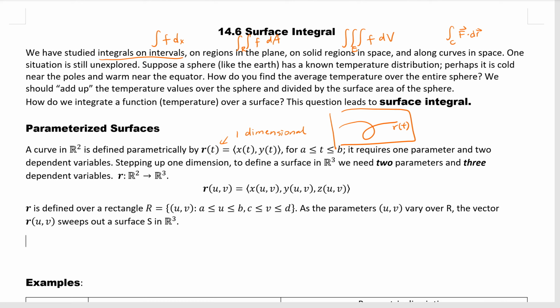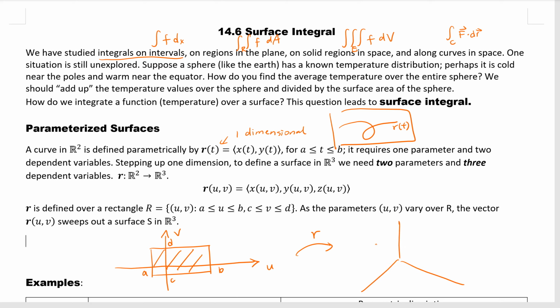Let me draw the picture here. Let's call the independent variables u and v. Then let's say u is between a and b, v is between c and d. So we have this rectangle, and then the map r takes this rectangle into a surface S in space. So this is x, y, z.